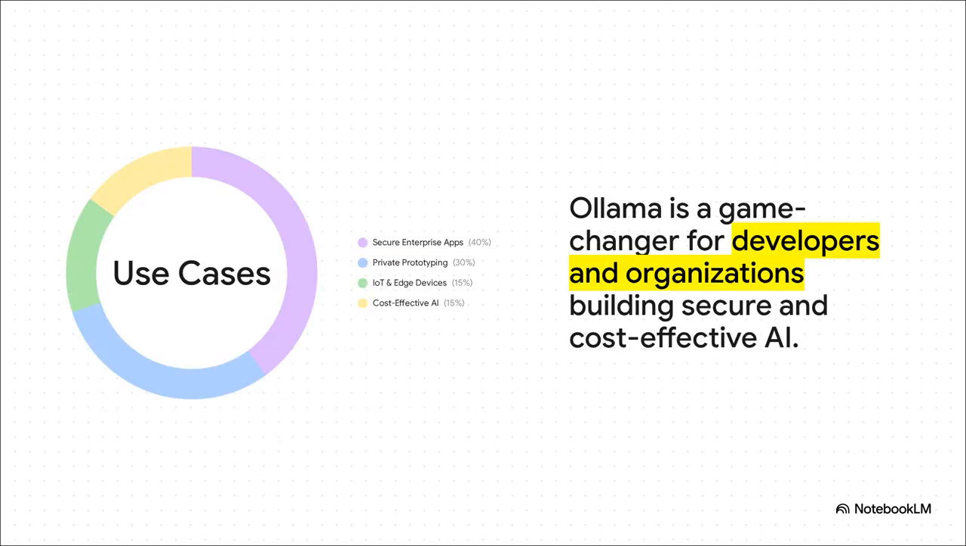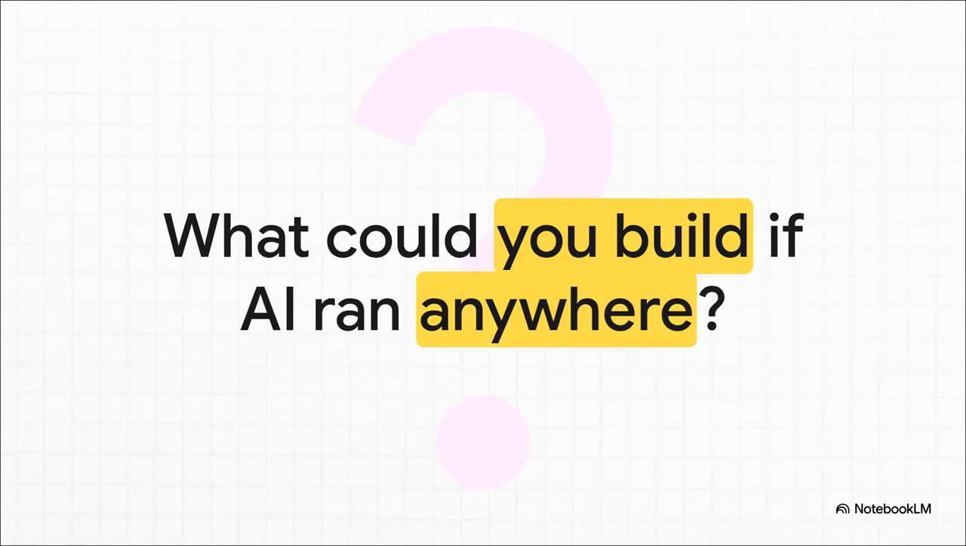And because of this, Ollama is becoming a huge deal in a few key areas. For big companies, it means they can finally build secure apps with their sensitive internal data. For individual developers, it means private, free prototyping without running up a huge bill. And for innovators, it's opening up this whole new world of AI on small, edge devices that aren't connected to the internet. Which really leaves us with one final, pretty exciting thought. Now that you know you can run these powerful, customized AI models securely, privately, and for free on almost any computer out there, what could you build if AI could truly run anywhere?